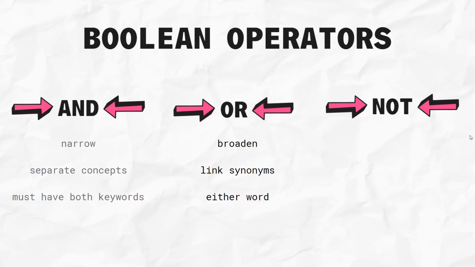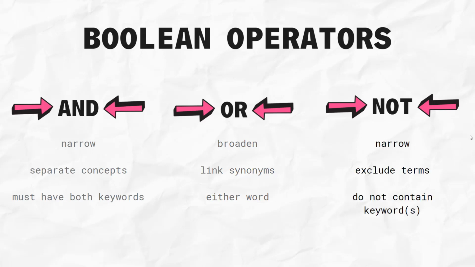OR is a way in which we can broaden a set of results. A common use of the Boolean operator OR is to include all synonyms in a search. When we use the operator OR, the search engine knows to retrieve results that contain one or more of the keywords.